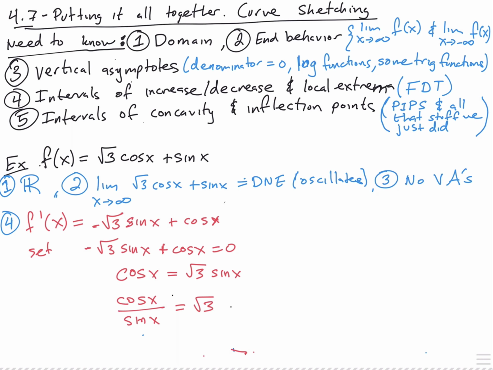Okay, so this looks kind of bad, but it's actually not that bad, because there's a couple ways you can think about it. You could think about it as cotangent. At which angle does cotangent of x equal root 3, right? That's one way of thinking of it. But you can also think of it like this.